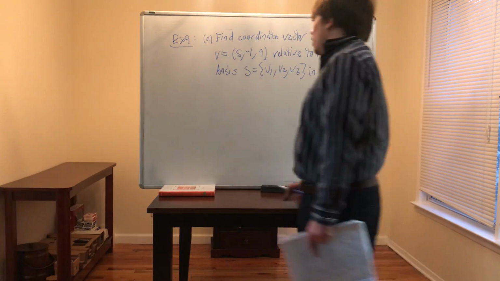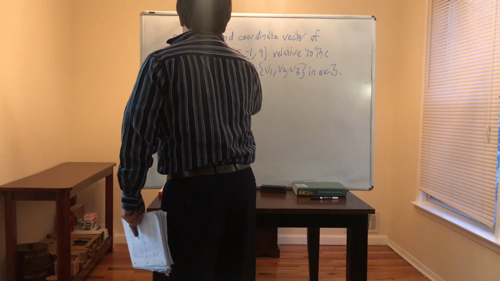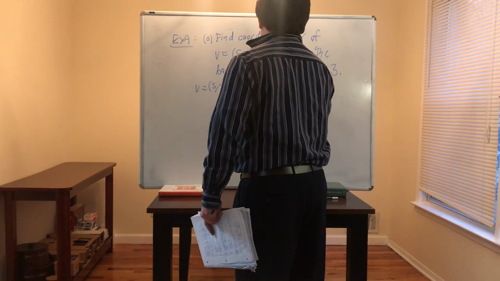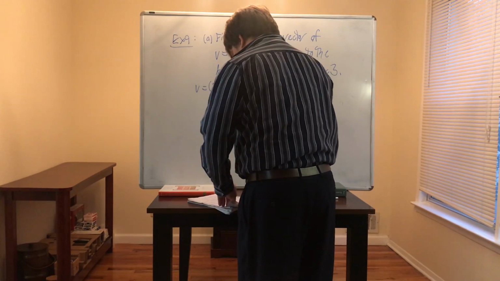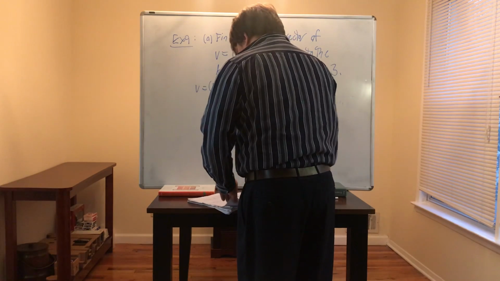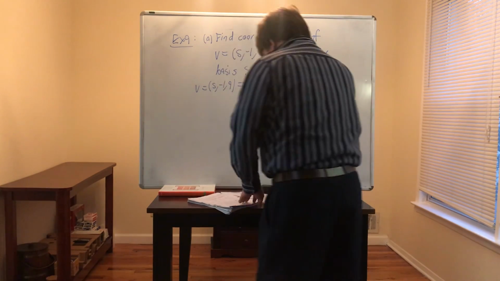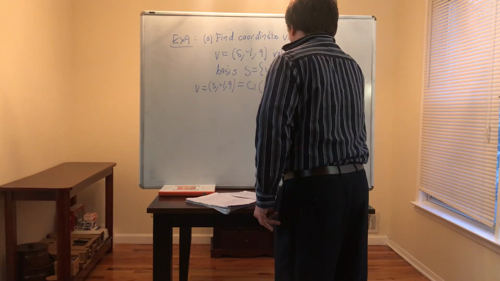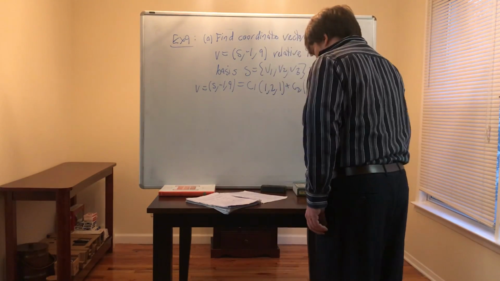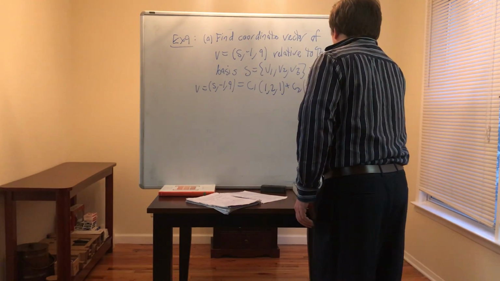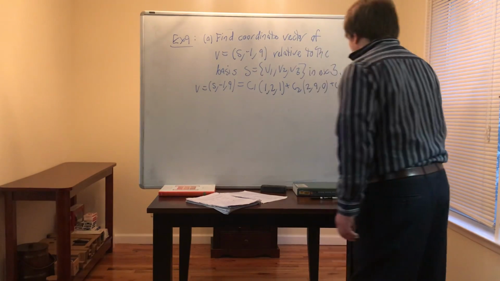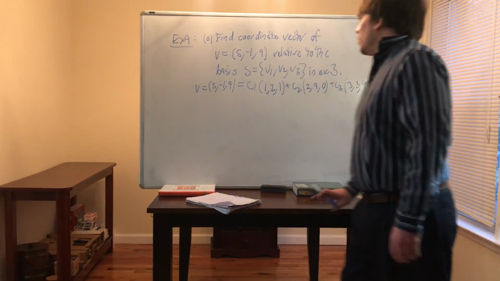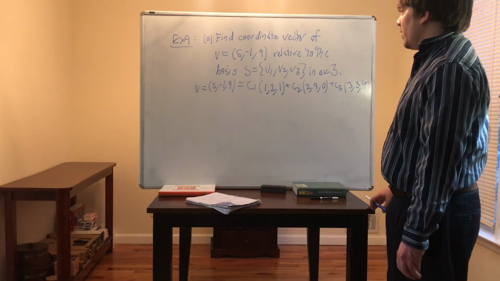Okay, so this V, which is (5, -1, 9), is equal to C1 times V1, which is (1, 2, 1), plus C2 times V2, which is (2, 9, 0), plus C3 times V3, which is (3, 3, 4). So I just want to find the coordinate vector of V relative to that basis.